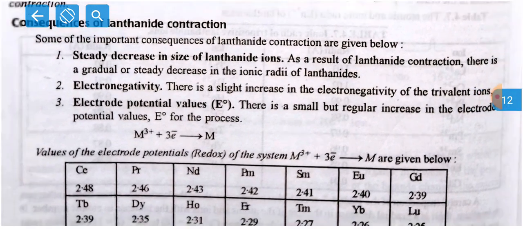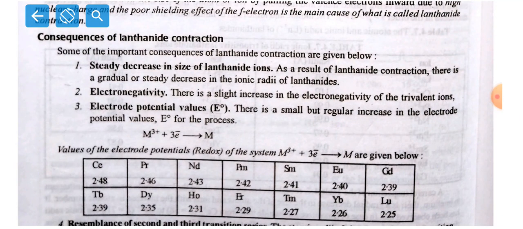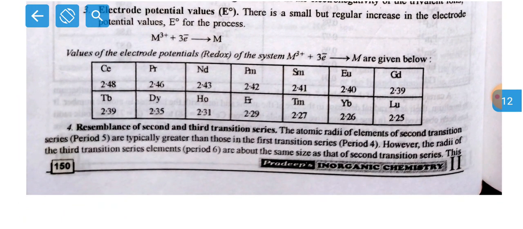Values of the electrode potential of the redox system M3+ + 3e- gives M are given below.